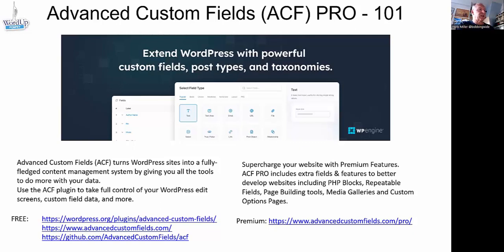Advanced Custom Fields turns WordPress sites into a fully fledged content management system by giving you all the tools to do more with your data. Well, it gives you lots of tools to create the content, but it doesn't give you that many to display the content unless you're a programmer. But we will come on to that. And Advanced Custom Fields Pro gives you more tools, and it gives you 6 extra things that you don't have in Advanced Custom Fields.